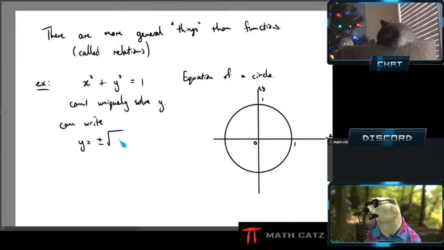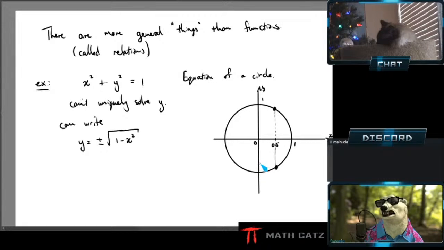Now in high school, they might have written you can write y equal to plus or minus square root of 1 minus x squared. Right. But there are two things here. For example, if I pick a half, let's say I pick 0.5, the y value that corresponds to 0.5 is not unique. There's a plus and there's a minus.